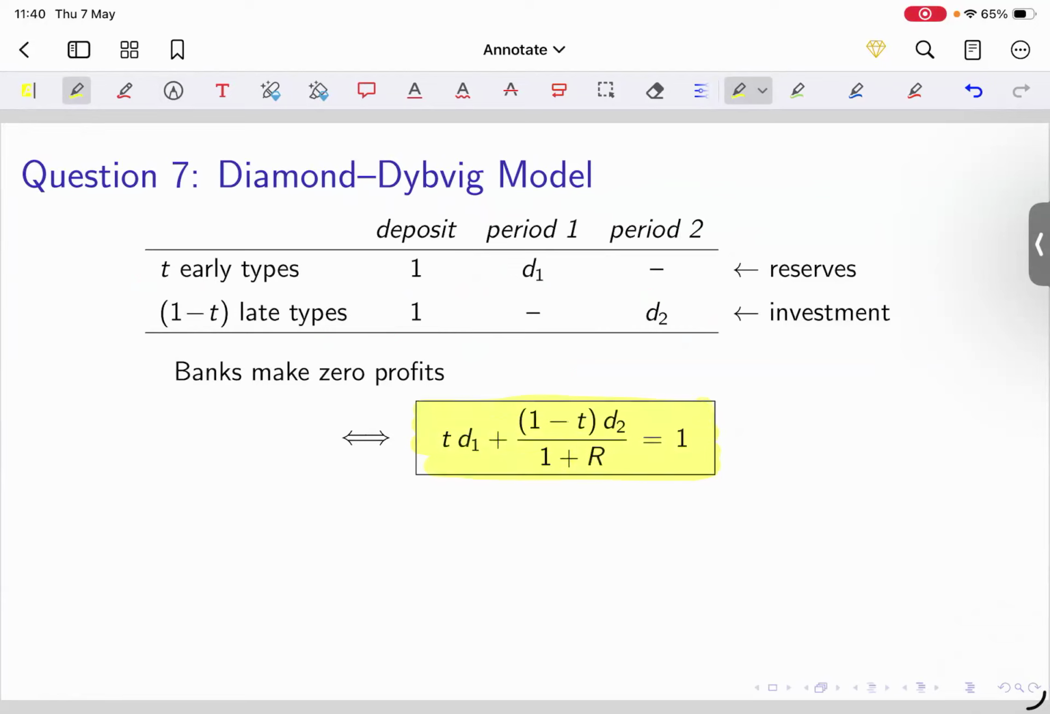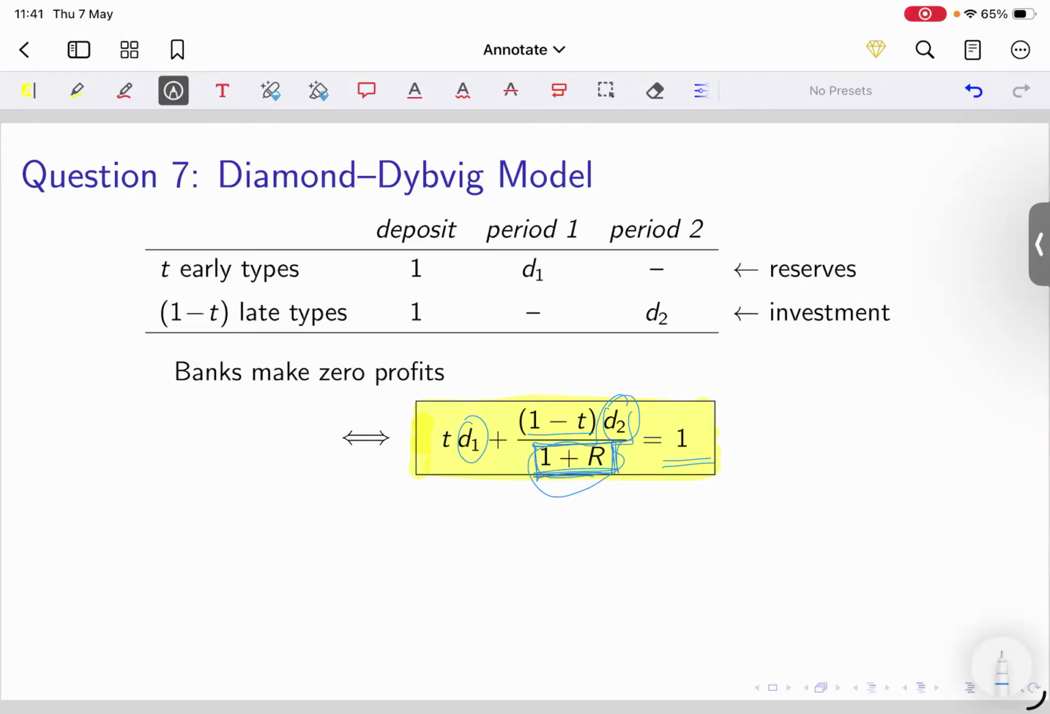Okay, you see here, for T early types, I'll pay D1, right? For 1 minus T late types, I'll pay D2, but it's in the future, so I'll discount it by this return. Or better, I will get this return from the project. So in present value terms, I need just D2 over 1 plus R units, and this sums up to the total, which is 1. Clear? This is the setup. We spent some time on this. If not, please just speak up, okay?